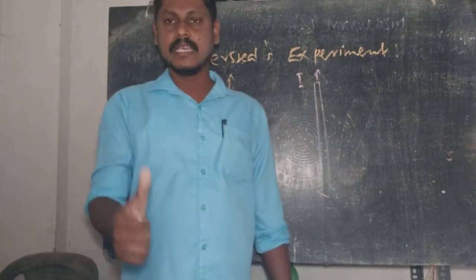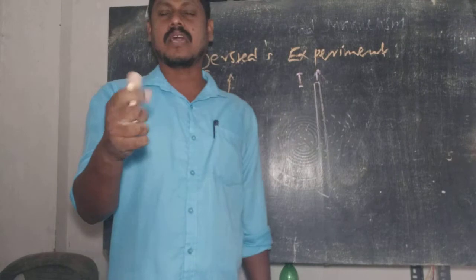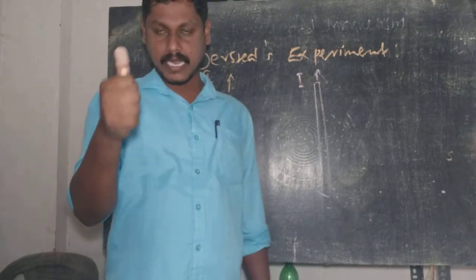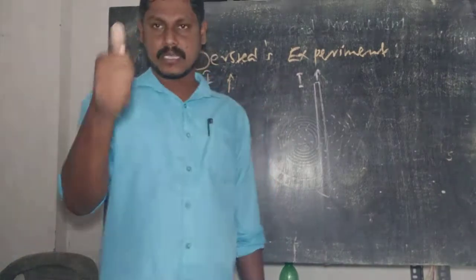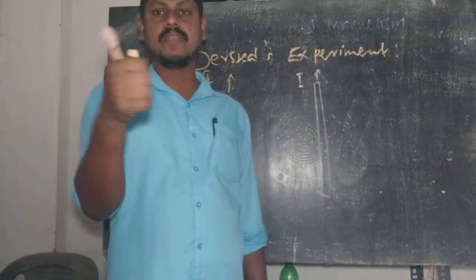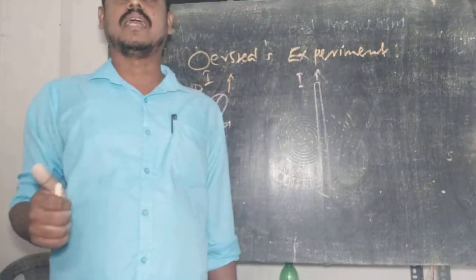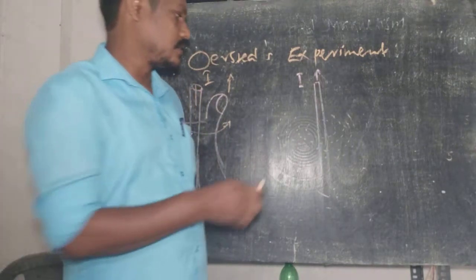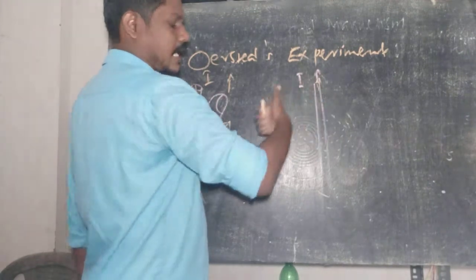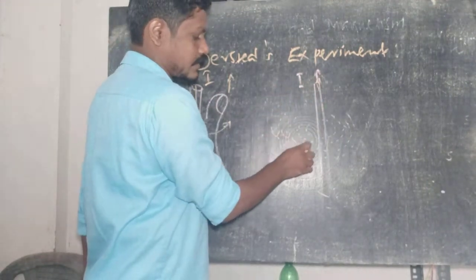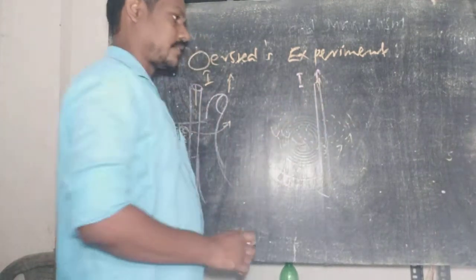It states that imagine we hold a current carrying conductor in the right hand such that the thumb points in the direction of current through the wire, then the wrapped fingers around the wire will show the direction of magnetic field. So here the current is flowing upward, so the curled fingers are in this direction. This shows the direction of magnetic field.